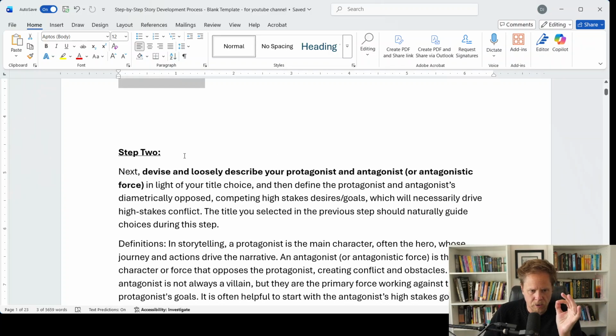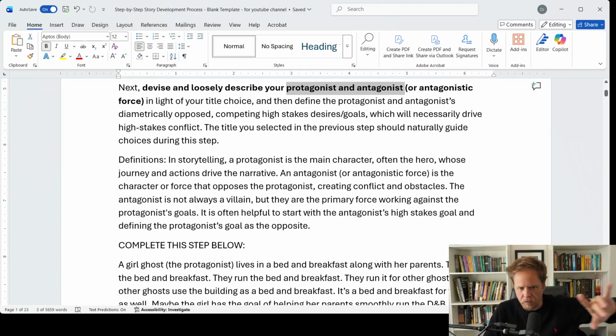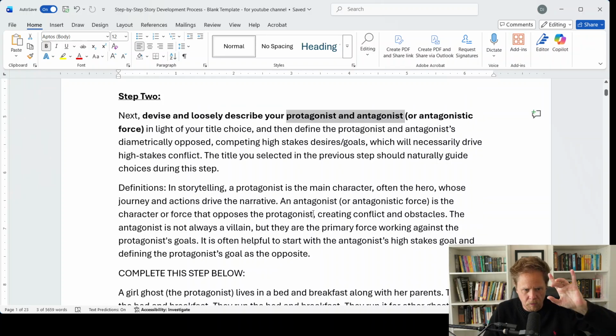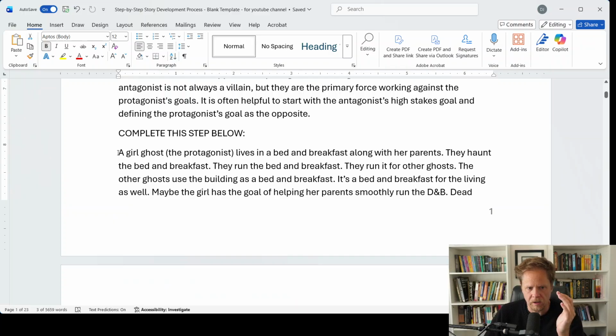Okay. Step two, we loosely defined our protagonist and our antagonist. Okay. And go back to step two if you don't know how to do that, or if you don't even know what a protagonist or antagonist is. Make sure you watch that, because the most important thing you can do before you get to all the other steps is have an idea of who your protagonist and antagonist are.